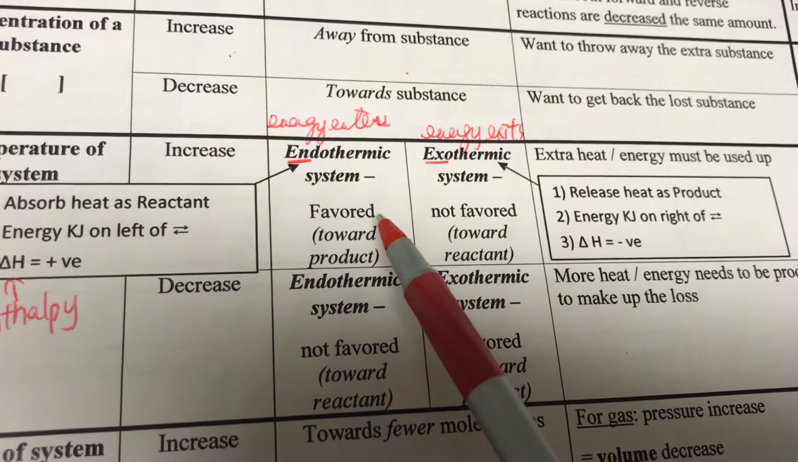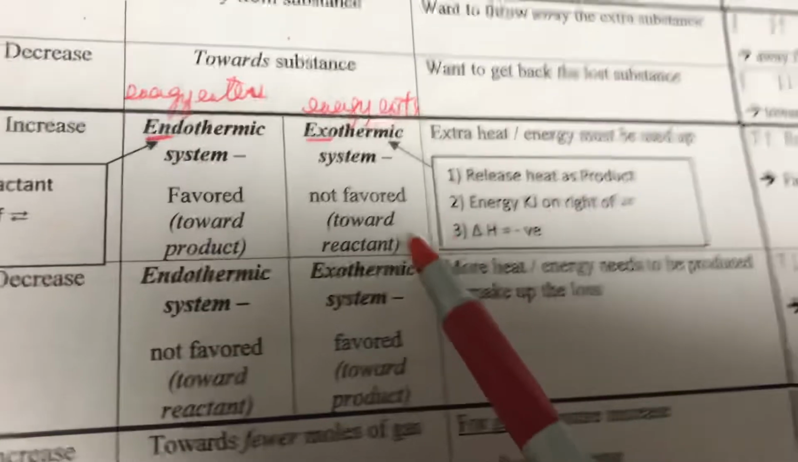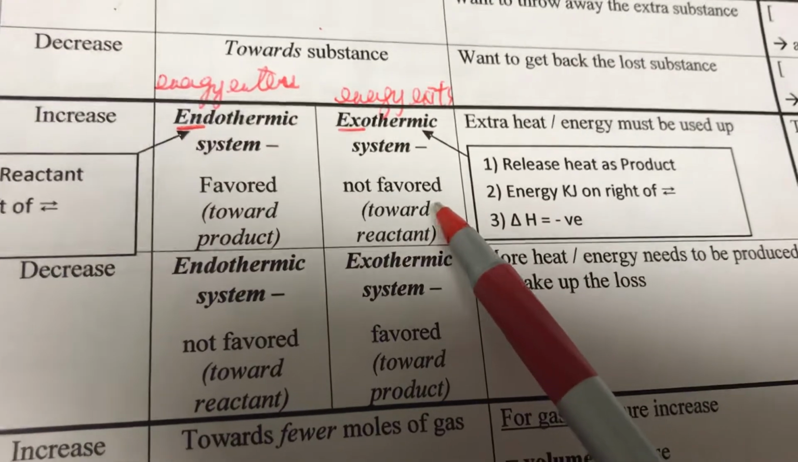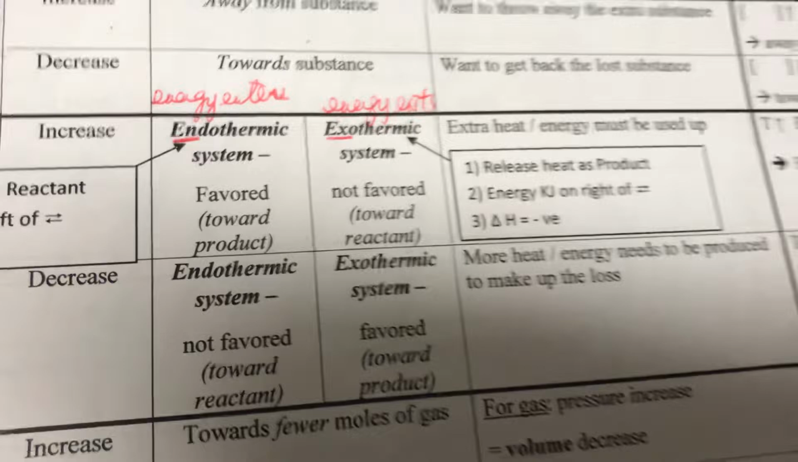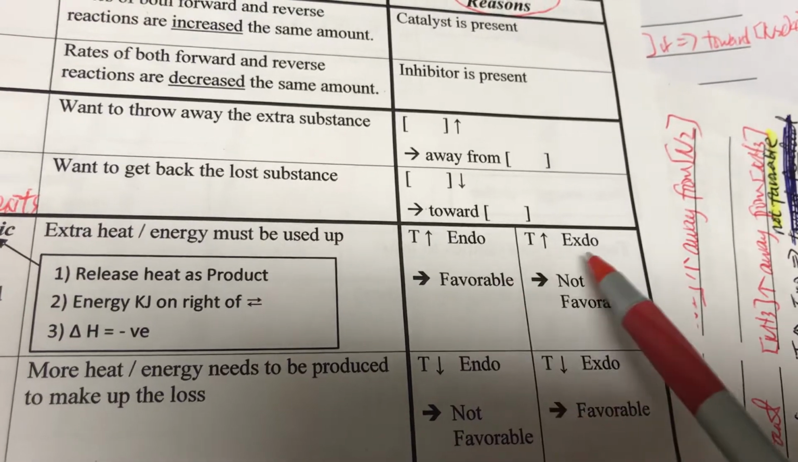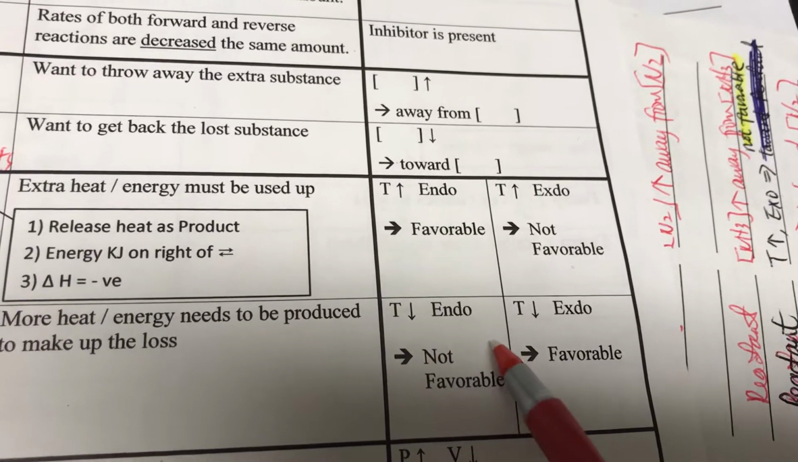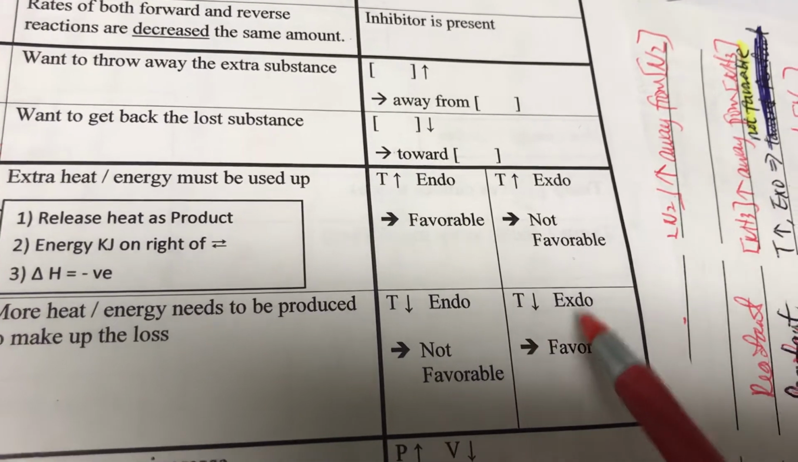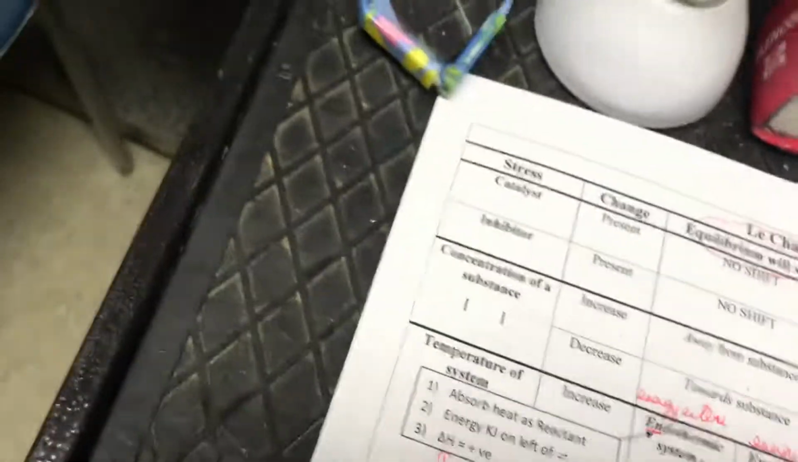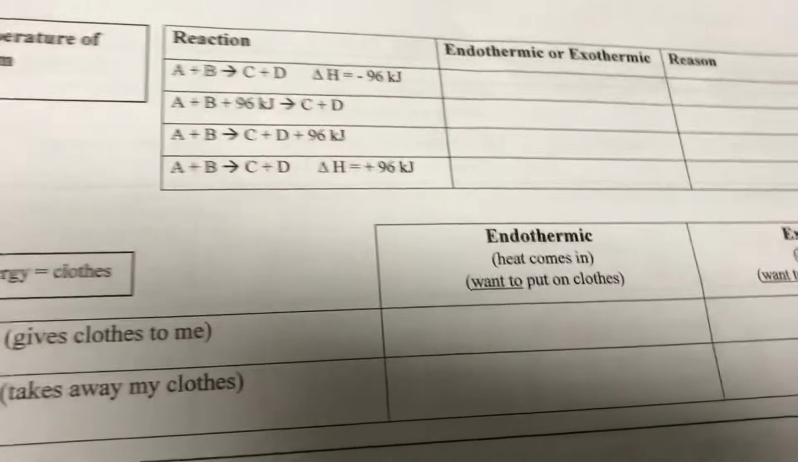Now, anytime I say favorable, meaning happy, it will go towards the product. Every time I say not favorable, that means I'm not happy, it will go back to the reactant. And the reasoning is right here. Temperature going up in endo will be favorable. Temperature going up in exo will be not favorable. Same thing, temperature going down in endo will be not favorable. Temperature going down in exo will be favorable. You will not need to memorize that, but I'm going to show you how to use the concept here. You don't need to memorize that because it's just like a made-up story.